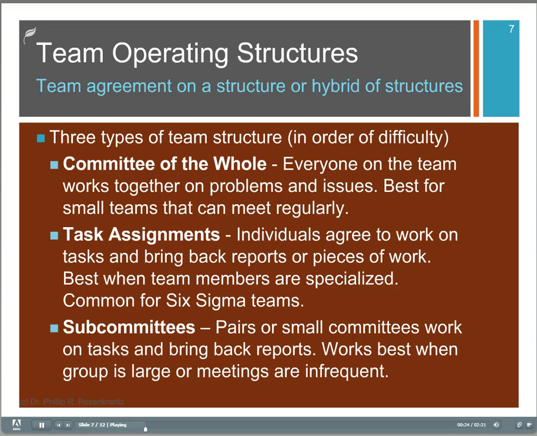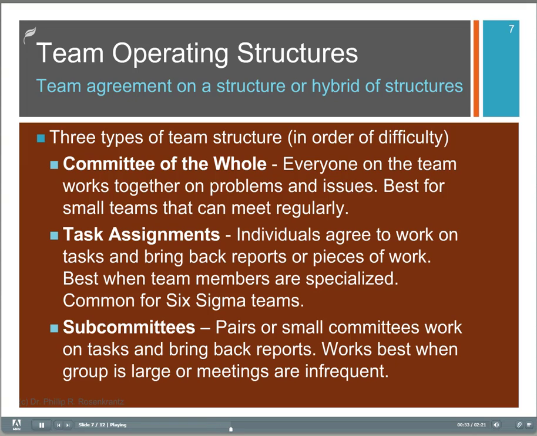But one operating structure for a team or a committee is to be a committee of the whole. And that's basically where everybody works together on the problems and issues. And so they have to be able to meet regularly, but they basically do things together and solve problems as a team. That is good for some circumstances, but probably for a Six Sigma project is not going to work.